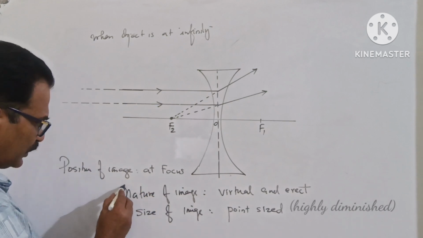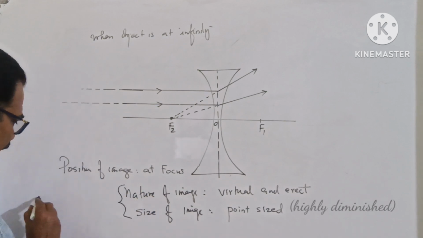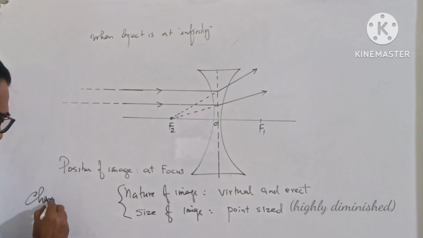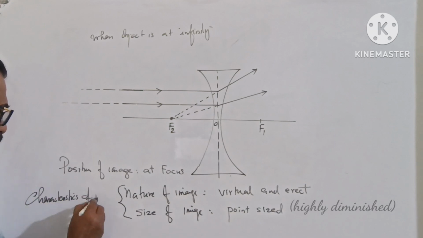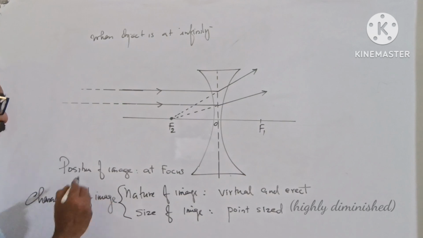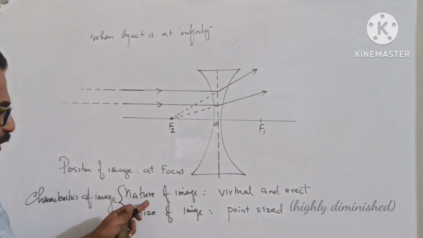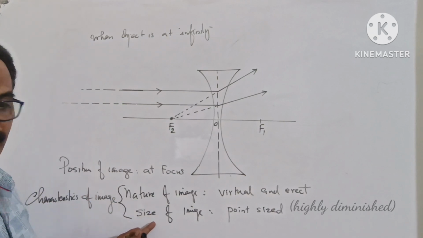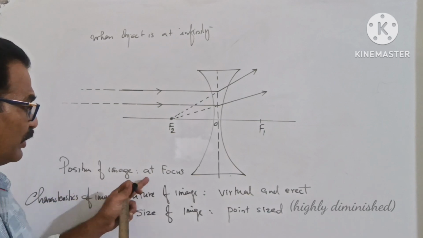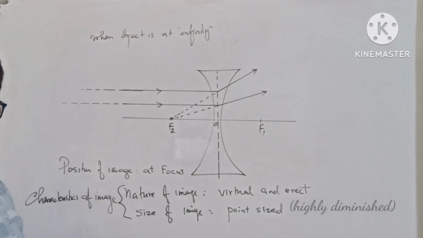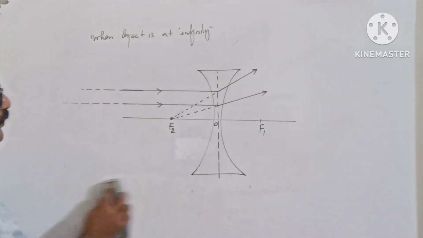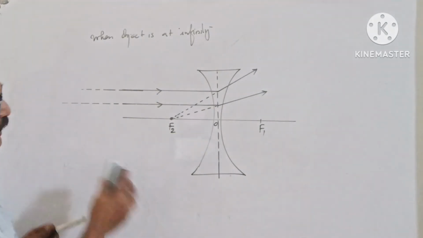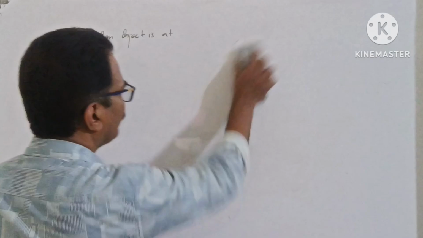This together, nature and the size, is called the characteristics of image. So if characteristics of image is asked, you must write nature as well as the size. Please remember, position of image is not part of the characteristics. And then another case you can imagine, when the object is at a far distance.